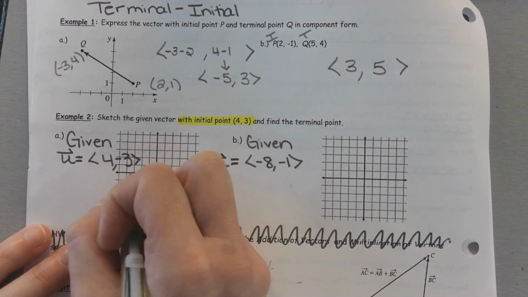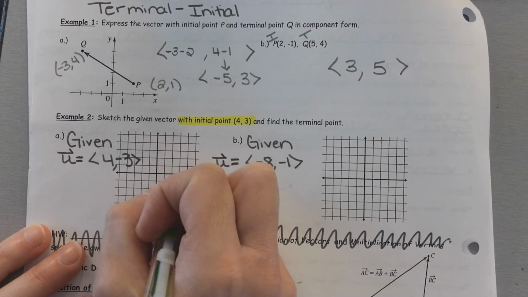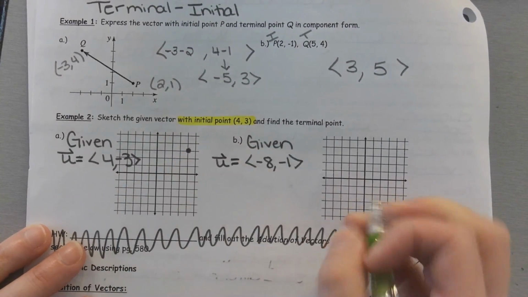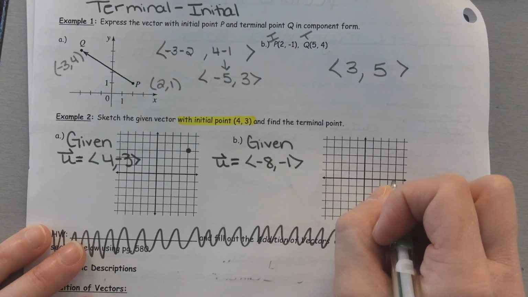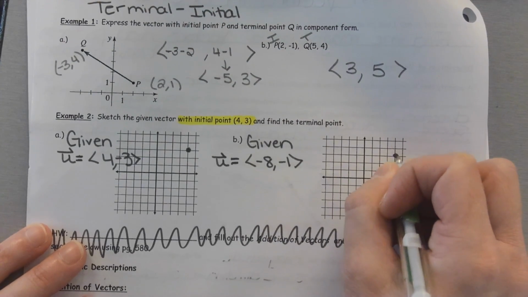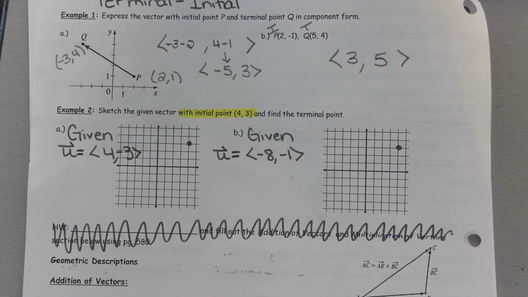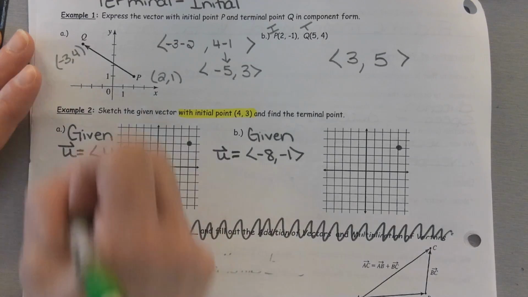All right, so my initial point is at over 4: 1, 2, 3, 4, up 1, 2, 3. So it's the same thing for both. Here's my initial point for both of them. Lovely. Now we need to work backwards and figure out what our terminal point is going to be.